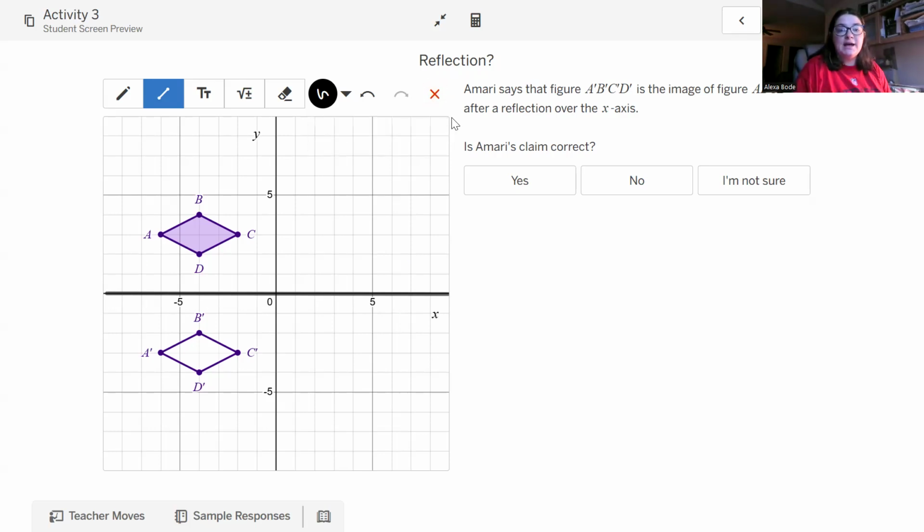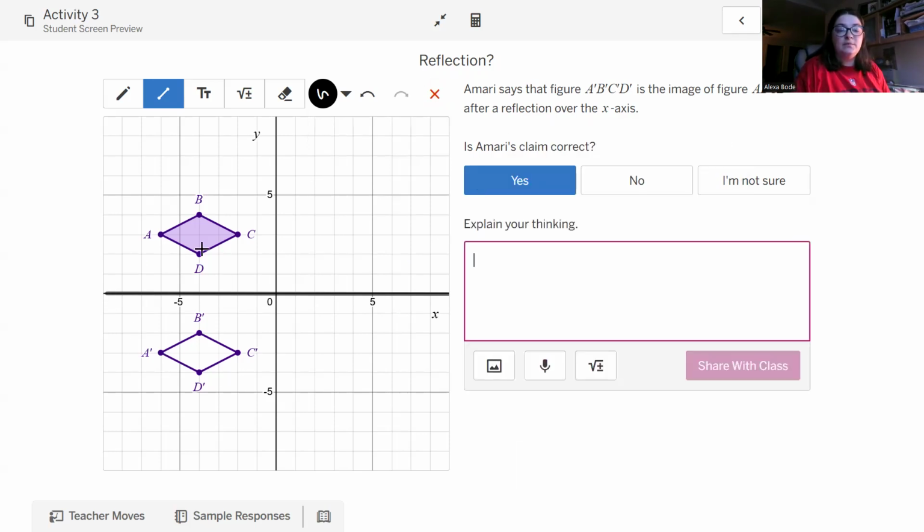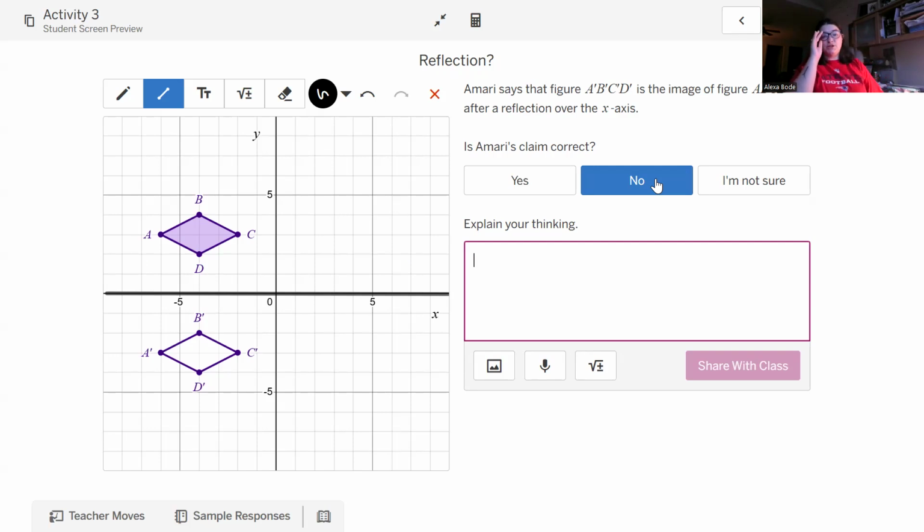Okay, if you said yes, it's good that you noticed that the shape is the exact same distance from the x-axis on each side. However, you want to look at the labels. Is the labels the same distance from the x-axis on both sides? So point D is 2 away from the x-axis. However, point D prime is 1, 2, 3, 4 away from the x-axis. It's B prime that's 2 away. So this is not a reflection. This is a translation down 4 units.